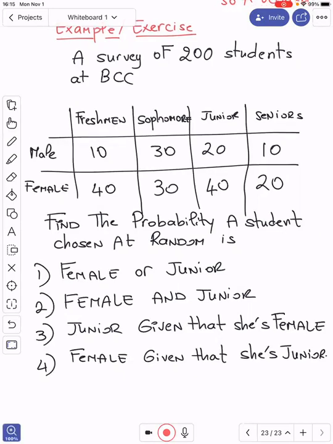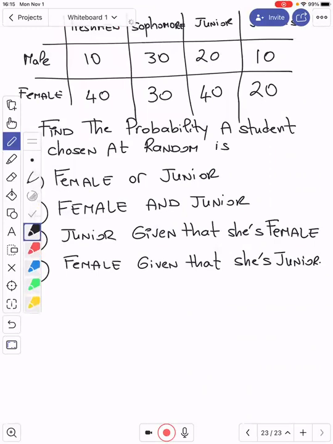So for number one, we have to find the probability that a student selected at random is female or junior, right? So female or junior, okay? I'm going to call the event of being female F, and the event where the student is a junior, J.